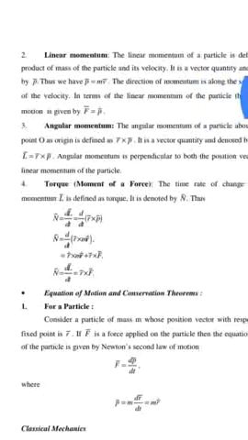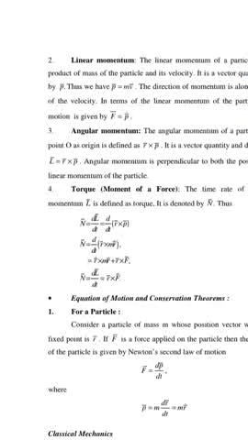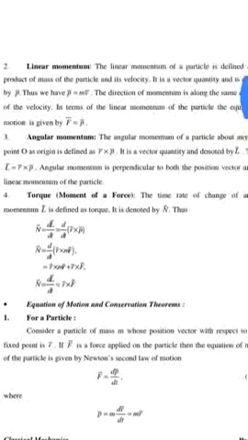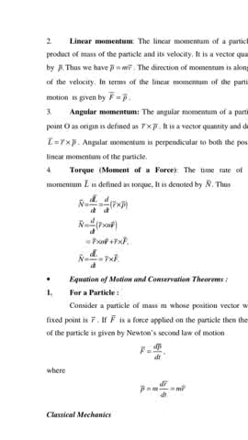In terms of linear momentum of the particle, the equation of motion is given by, in terms of force, f bar is equal to p bar dot. What is p bar dot? It is dp bar by dt, the change of linear momentum with respect to time t.